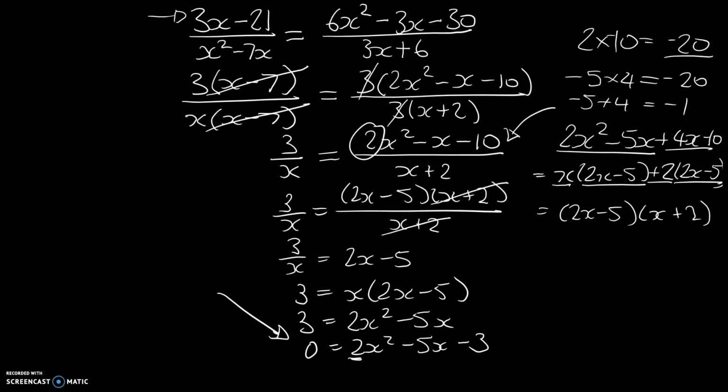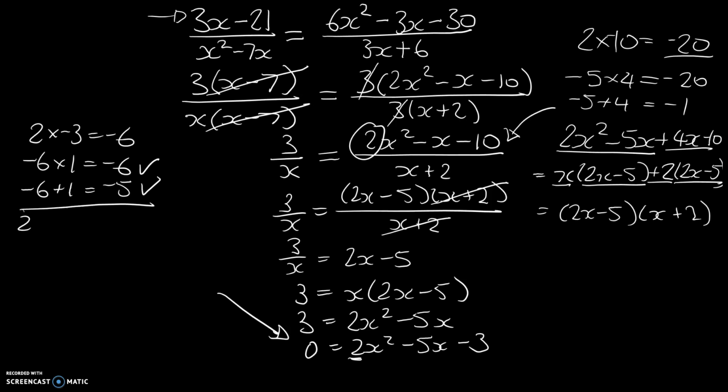Because we have a coefficient greater than 1, we're going to need to use the grouping method. So 2 times -3 is equal to -6. What two numbers multiply to -6 but add to -5? I'm thinking -6 times 1 becomes -6, and -6 plus 1 becomes -5. So it looks like those meet our criteria. We're going to factorize by groups, so 2x squared minus 6x plus x minus 3.